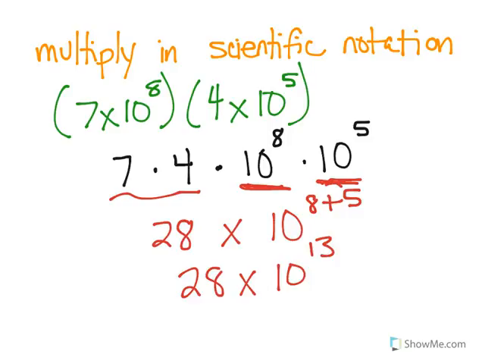Now that's not in scientific notation, so in order to put it in scientific notation, I'm going to move this decimal to the left once, so that factor now becomes a factor between 1 and 10. And because I had to divide that factor by 10, I need to multiply the second factor by 10. So that leaves me with 10 to the 14th. And my simplest form when multiplying these scientific notation values is 2.8 times 10 to the 14th.